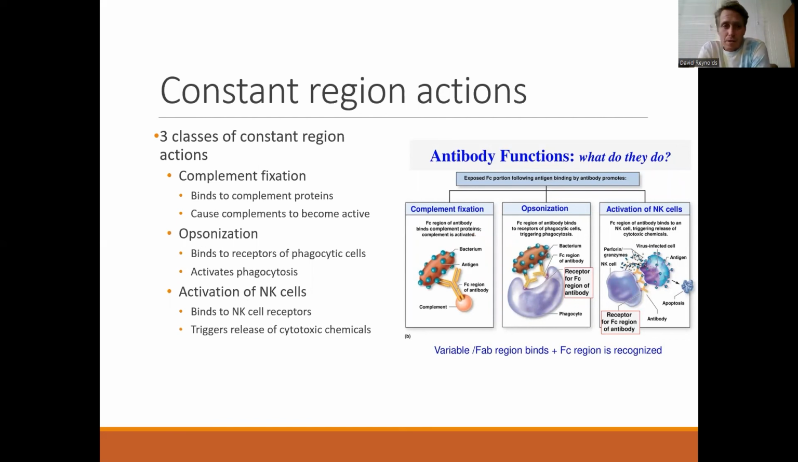All right, then ultimately what happens is going to be determined by that constant region of the antibody. All right, so we have three classes of what these antibodies can do based on that constant region. So we have complement fixation, opsonization, which is a fancy word, and activation of natural killer cells.